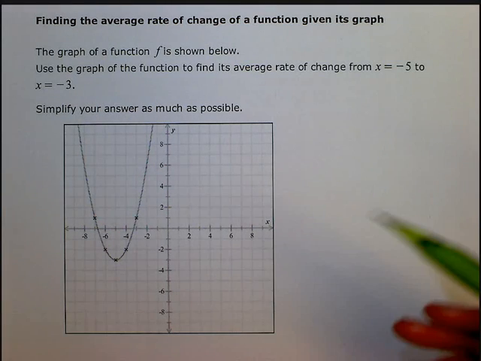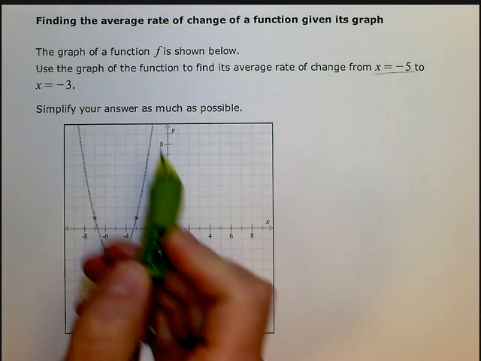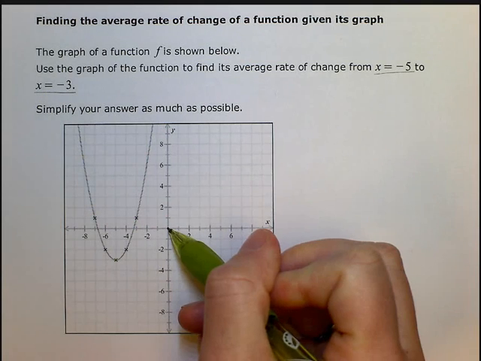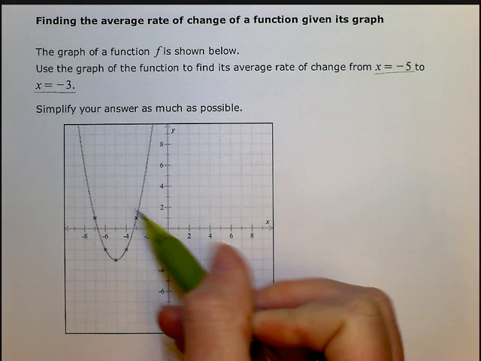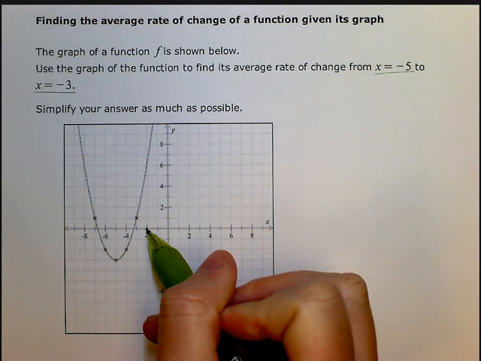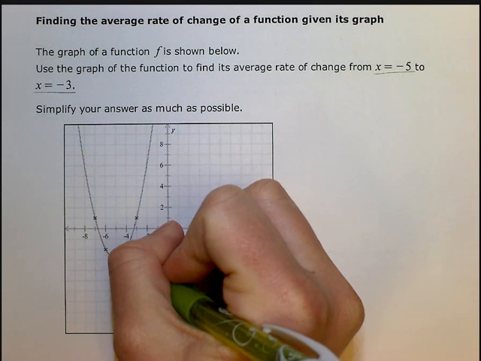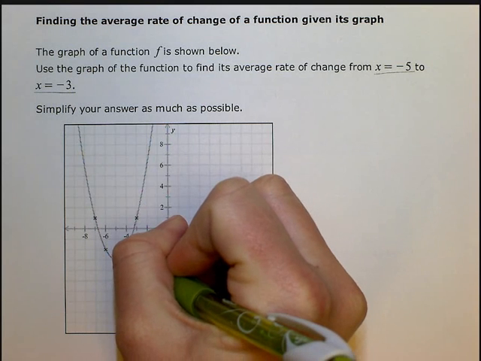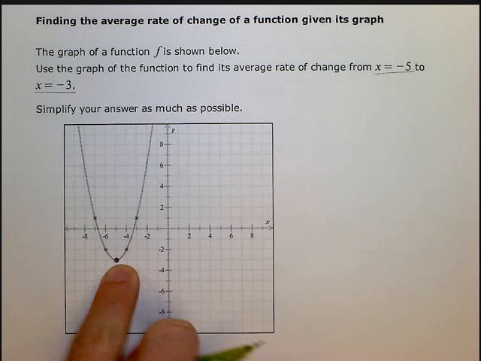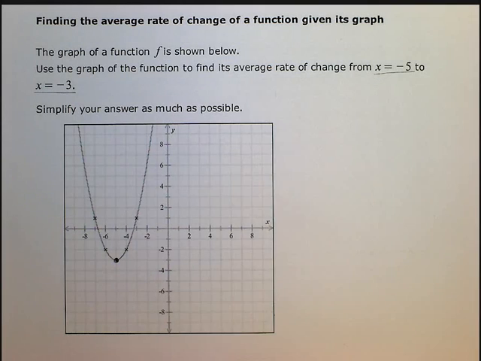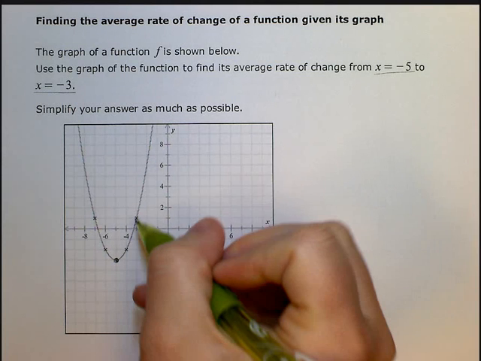First, I need to find the 2 points where x equals -5 and x equals -3. So on my x-axis, I'm going to go to -5 first. 1, 2, 3, 4, 5. So here is -5. So I'm going to be finding the average rate of change from this point here to where the graph is at -3. So 1, 2, 3, this point here.